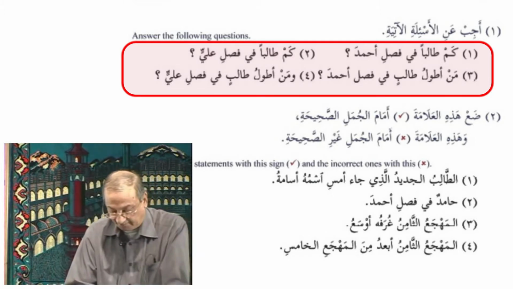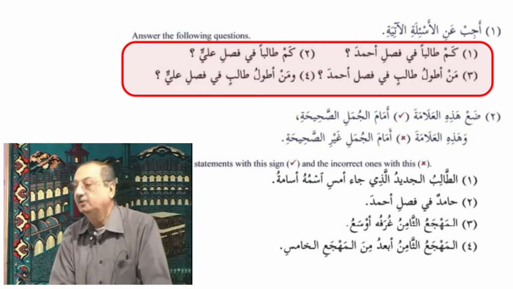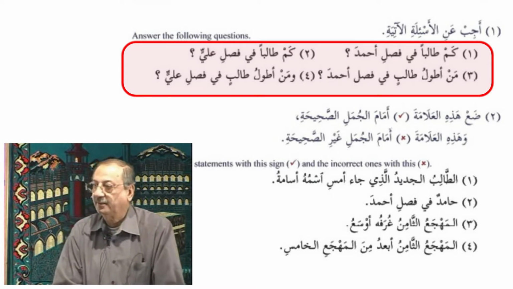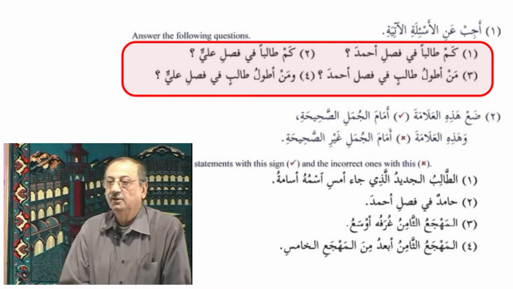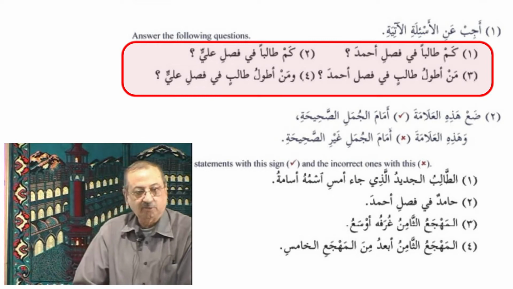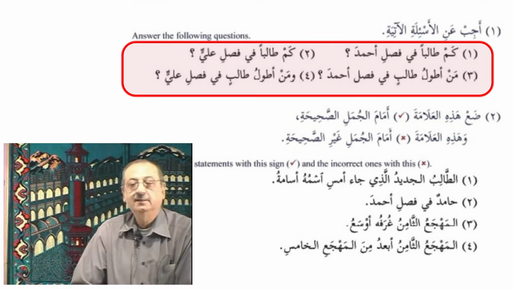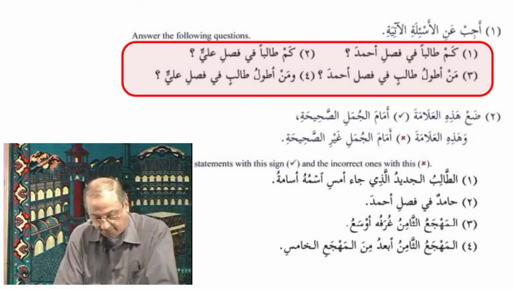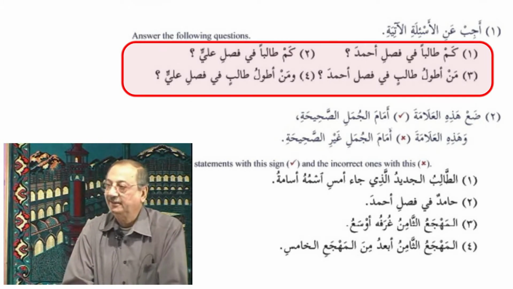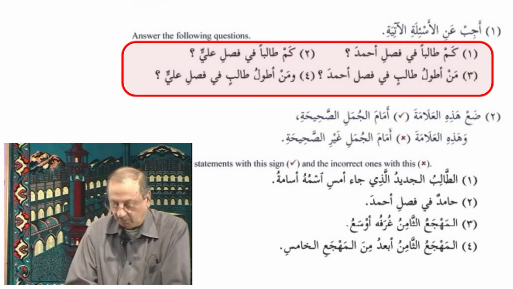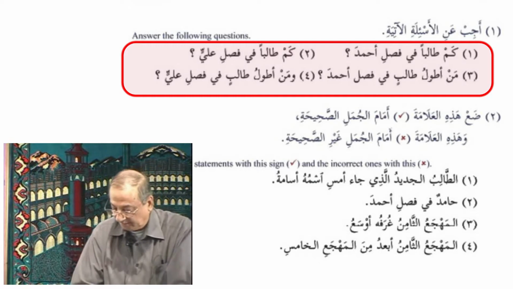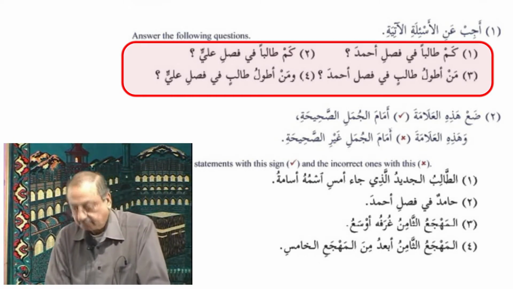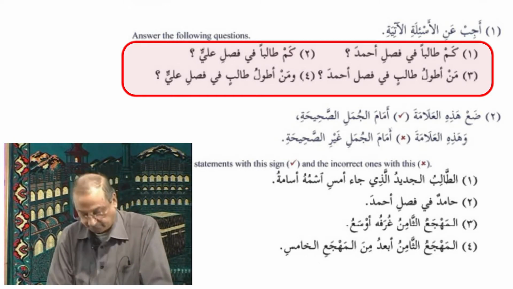في فصلي أحمد, or you can say أطول طالب في فصلي أحمد إبراهيم. You can start like that. Atwalu talibin fi fasli Ahmad Ibrahim. Man atwalu talibin fi fasli Aliyin? Atwalu talibin fi fasli Aliyin Hamidun.